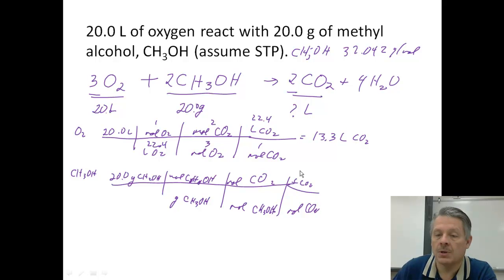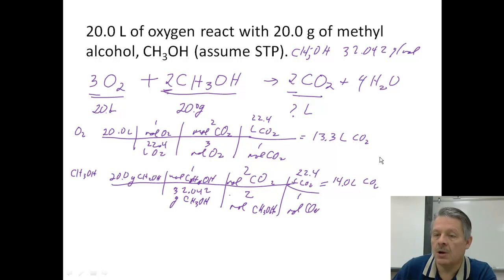Alright, so what do we know? Well, clearly liters is 22.4 liters in 1 mole, we know that, and our ratio of methyl alcohol to carbon dioxide is 2 to 2, so we can just put 2 to 2 in there, and we've already calculated the molar mass of methyl alcohol, which is 32.042 grams in 1 mole. So we do that math, and we come up with 14.0 liters of carbon dioxide.